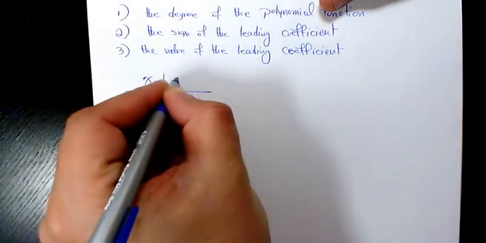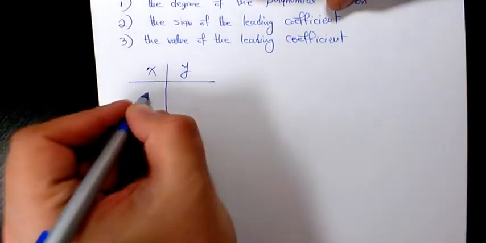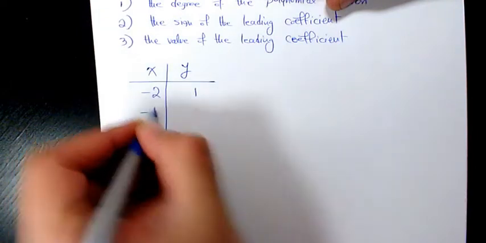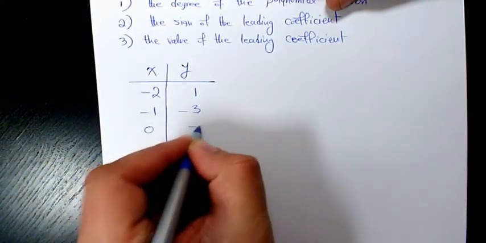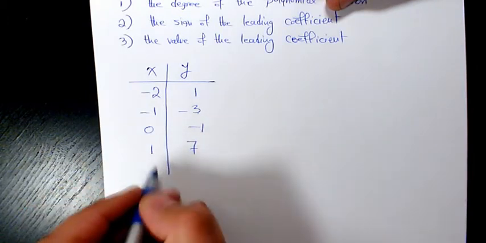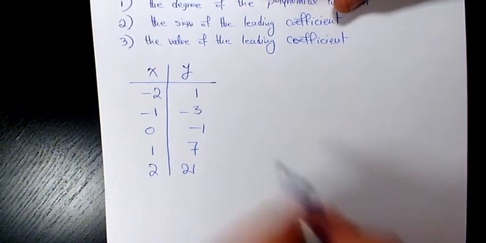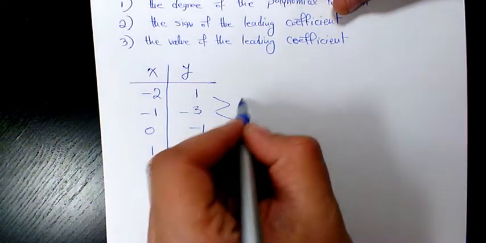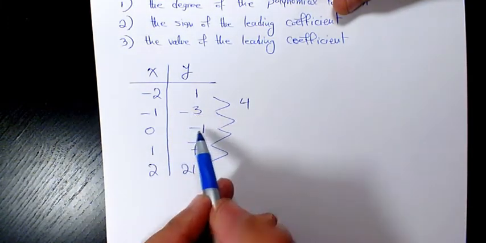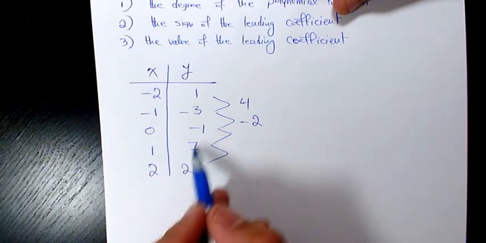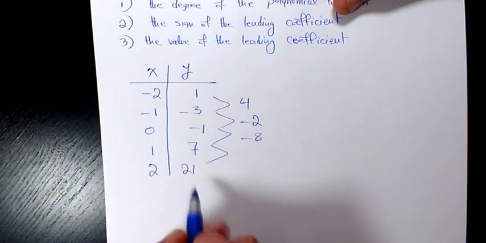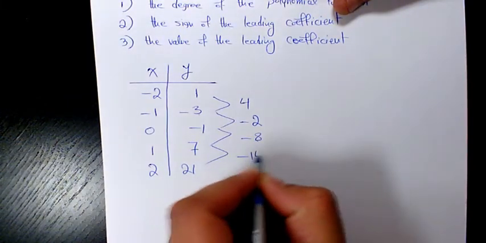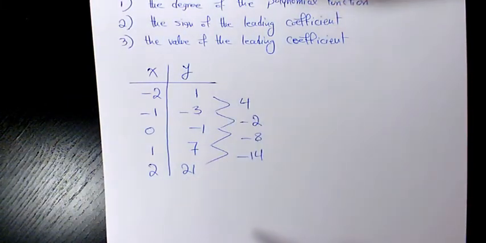So we have x values and we have y values, or f of x. Negative 2, 1, negative 1, negative 3, 0, negative 1, 1, 7, 2, 21. Now if you find the differences, 1 subtract negative 3 is going to be 4. Negative 3 subtract negative 1 is negative 2. Negative 1 minus 7 is negative 8. 7 minus 21 is negative 14. So they are obviously not equal. So our polynomial is not a first degree polynomial. It's not a linear function.